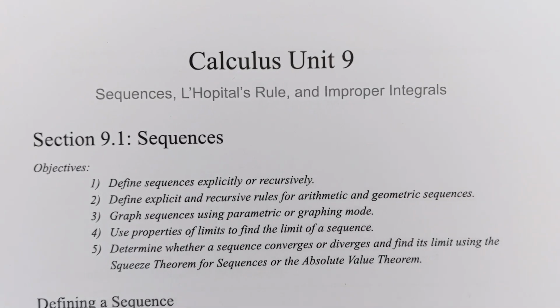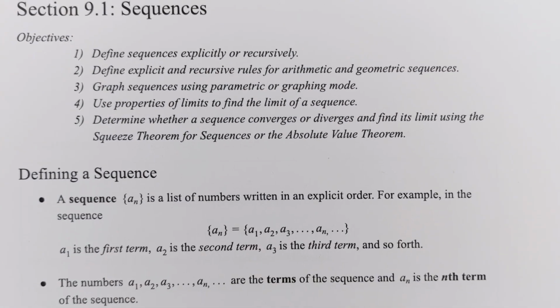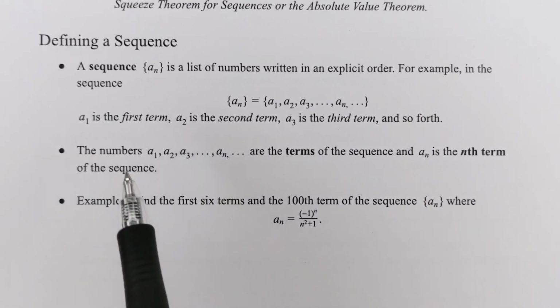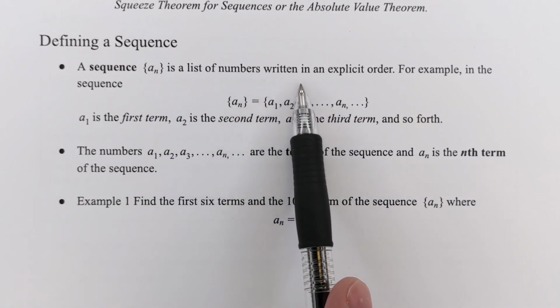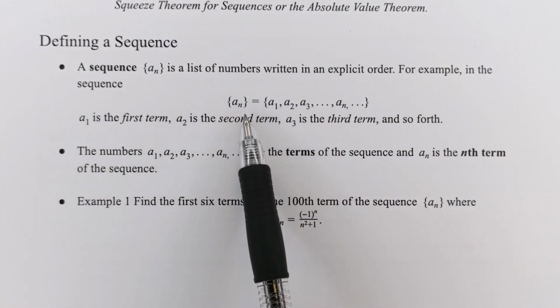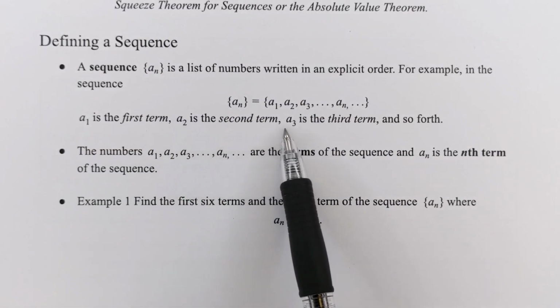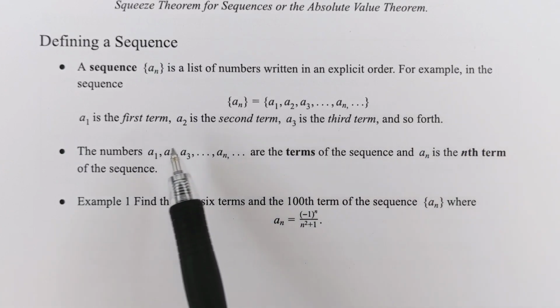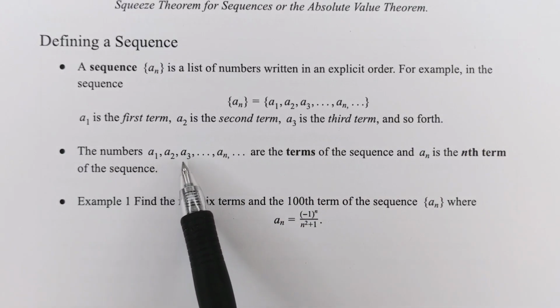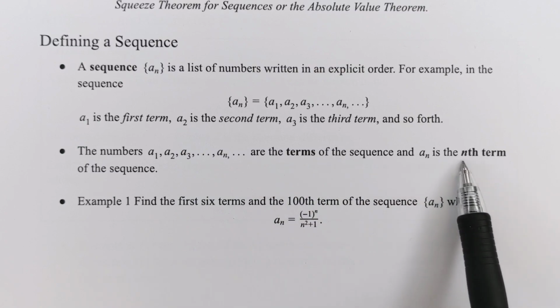All right, here are the notes for section 9.1, sequences. So to start, defining a sequence. A sequence {a_n} is a list of numbers written in explicit order. For example, the sequence a1, a2, a3, and so on. a1 is the first term, a2 is the second term, and so on. The numbers a1, a2, a3, ..., an are the terms, and an is the nth term.